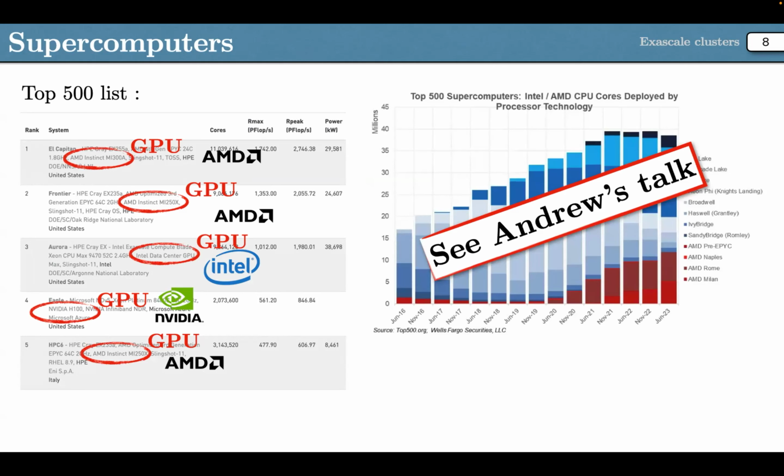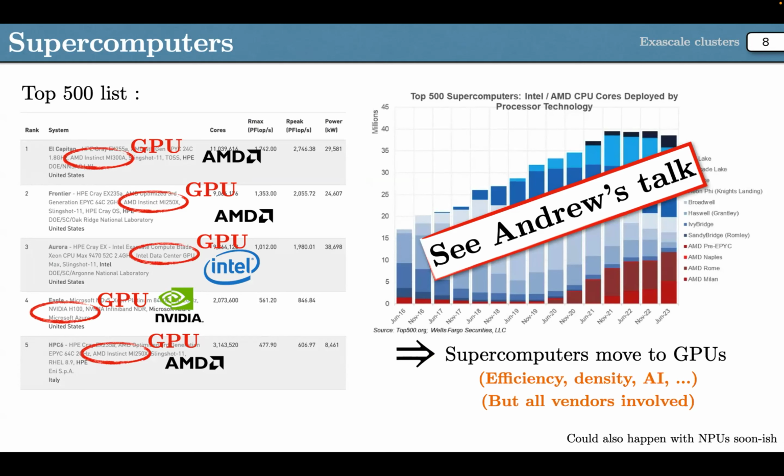Andrew talked a bit about this yesterday, but basically, supercomputers are moving toward GPUs, and there are people waiting at the entrance. If someone can open them.